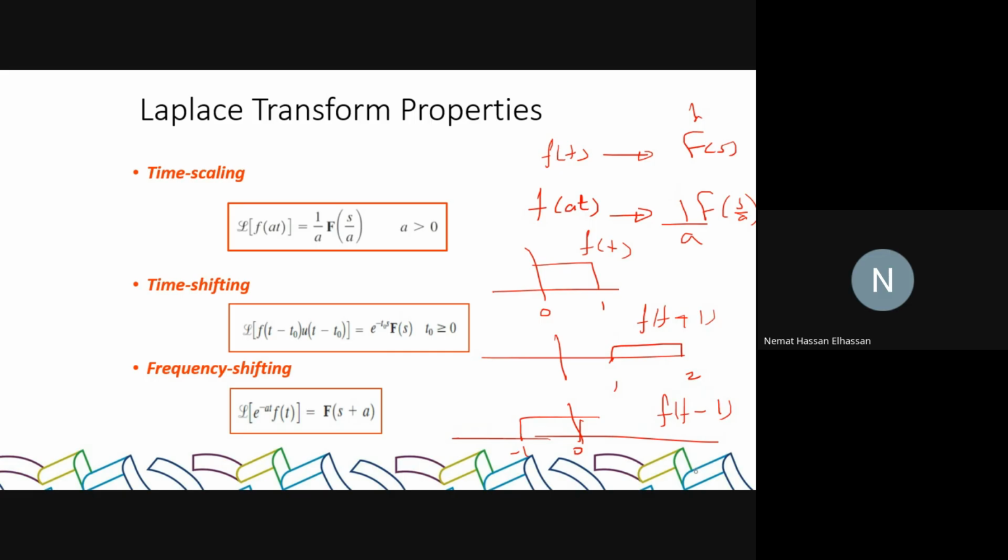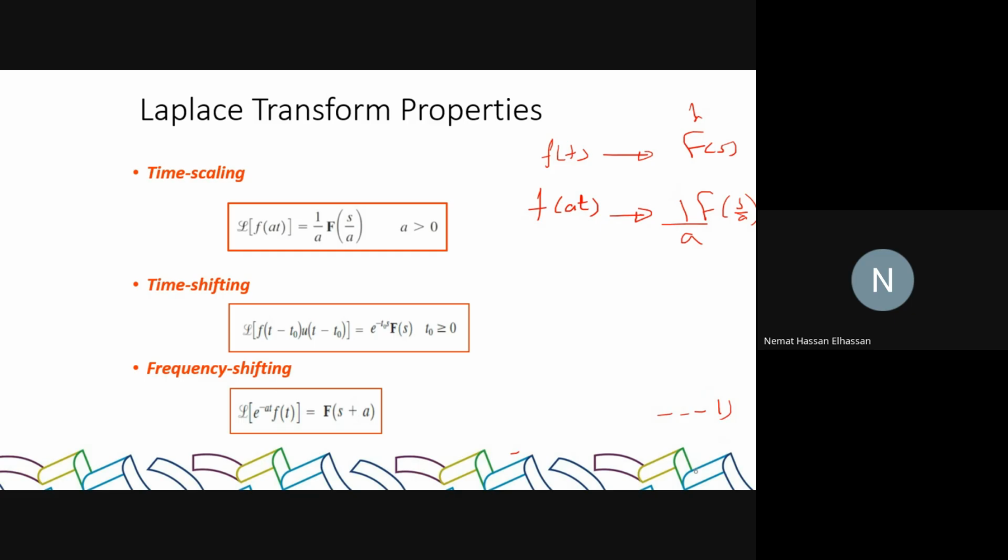And if you have a shifted version of your original function, and you know the pair that f of t is the original function, f of s is the original transform, then any shift in time, so if you have f of t and f of s as your original pair, then any shifted version, f of t minus t naught, will give you the same f of s, but multiplied by a factor e minus t naught s.